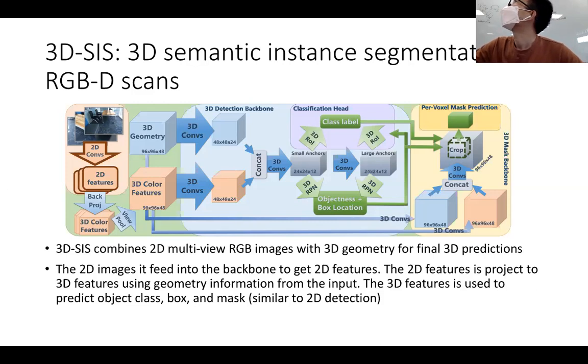This one, I just told you, has 3 things. This one is the class label. For every object, it identifies the class label, and for every object, it identifies the box location. It means box refinement, like the previous method. And also here, this one is segmentation.